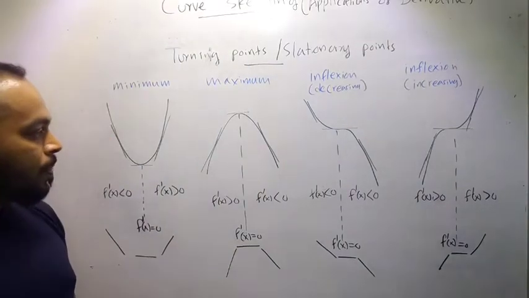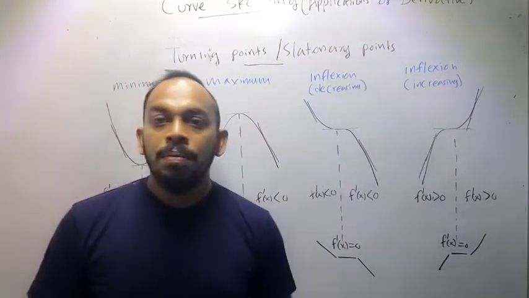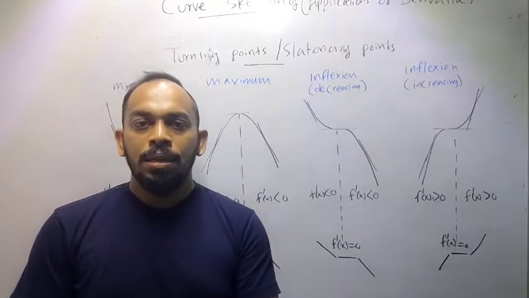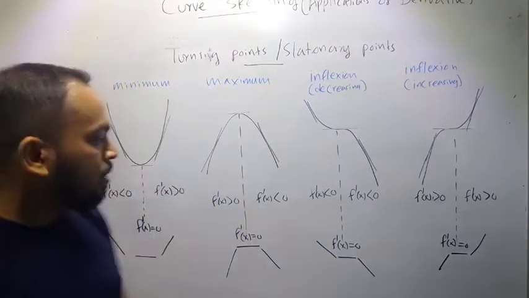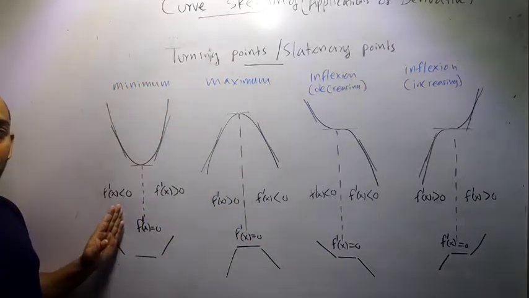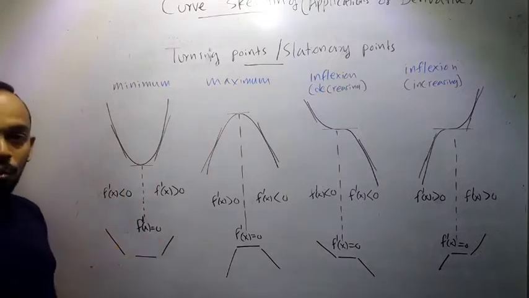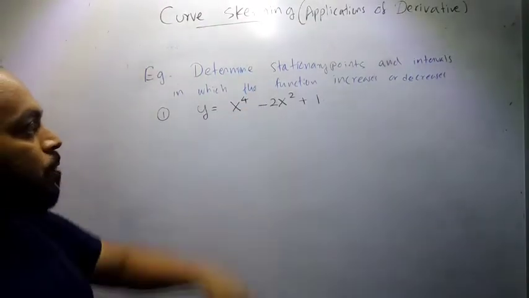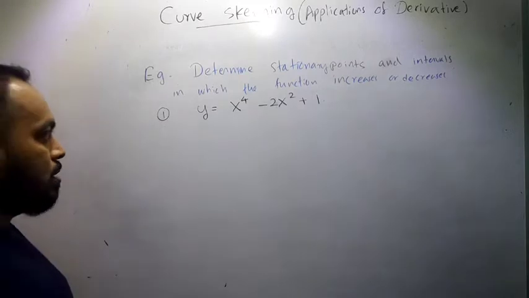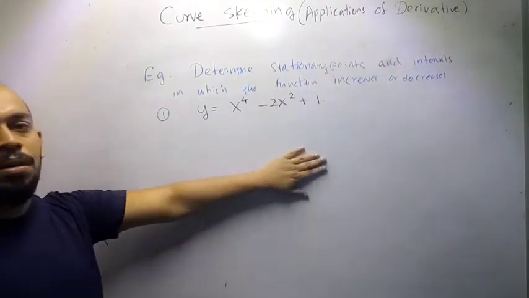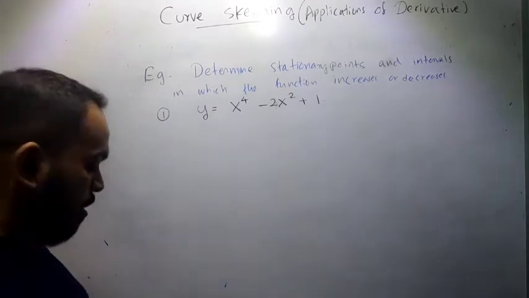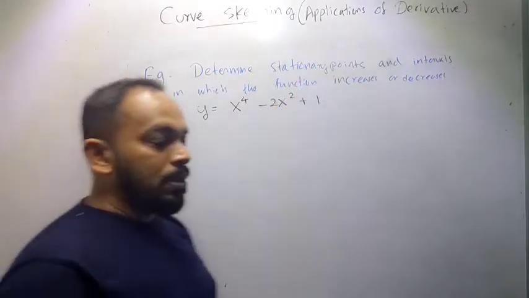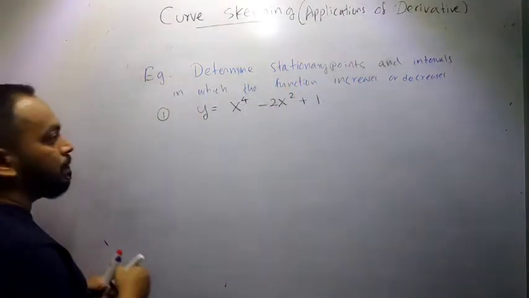Let's do some examples on this, and now we can incorporate increasing and decreasing functions into this as well, because we need to know the sign of the function besides these 2 points. Okay, wait for that. Right. So determine the stationary points and intervals in which the function increases or decreases. To find the increasing and decreasing regions of the function, we have to take the derivative, and also to find the stationary points, we have to take the derivative. So let's take the derivative first.